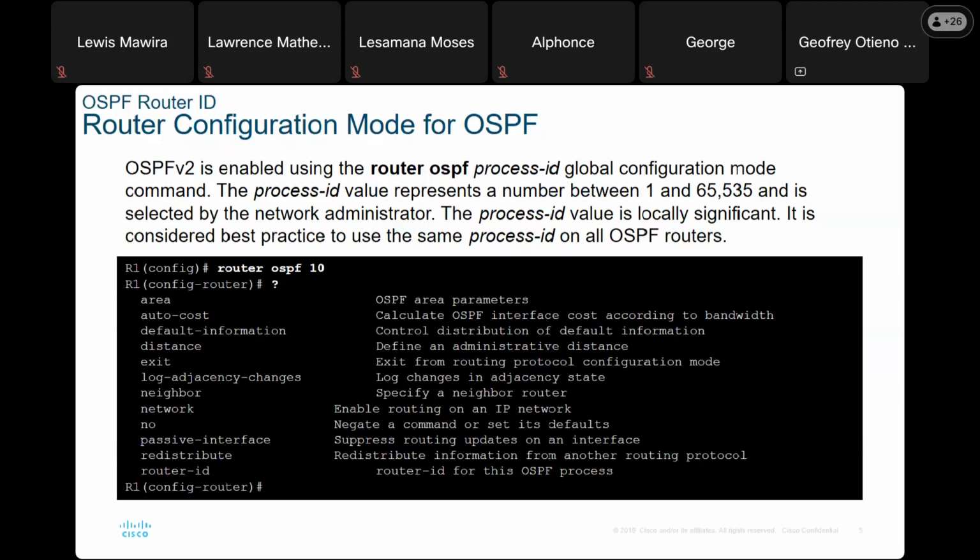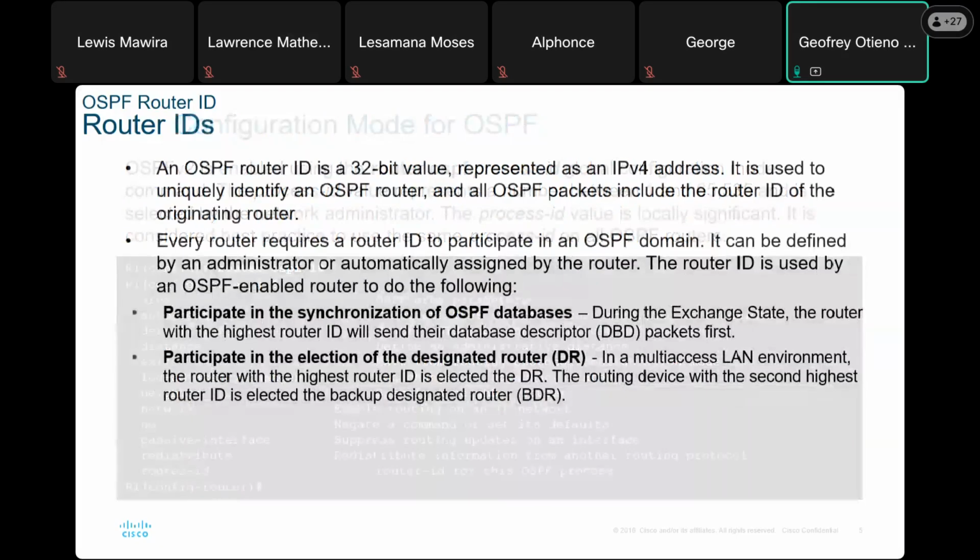Default information is another command that we have. The distance, the exit, see, all these are some of the major ones. So mostly we'll be looking at the default information, the area, the network itself, the passive interface, the router ID. You can even do redistribution, if need be, of the same router ID that we have configured, including the default route that has been set.